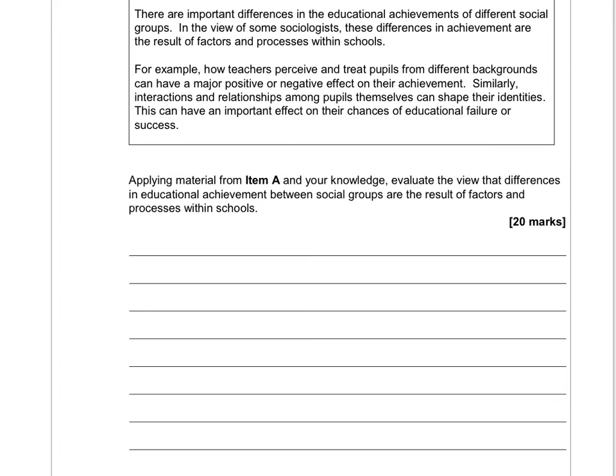However, this is an evaluate the view question. So you need to be able to present arguments that agree with the question that it is processes within schools that leads to differential achievement among different social groups. But you also have to pick out the other side of the argument. And this needs to be a balanced essay. So I would always suggest for a 20-mark essay, at the very minimum, you need to have 2 points that agree with the question and 2 points that disagree with the question, as well as a well-rounded conclusion. If you are just going to do 4 points, you need to make sure they're quite detailed, or 5 points that may be just a bit less detailed.